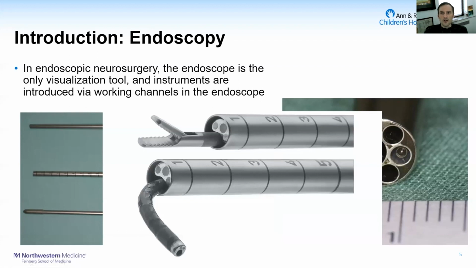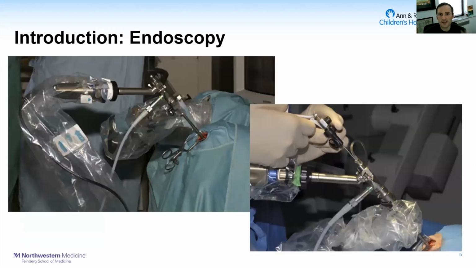And then the working channel provides introduction to a variety of tools, whether they be graspers or cautery or even other cameras in some scenarios. But that's the basics of the way these endoscopes work. Now that's an example of a rigid endoscope. When we say rigid and flexible endoscopy, right now we've just been talking about rigid endoscopy.